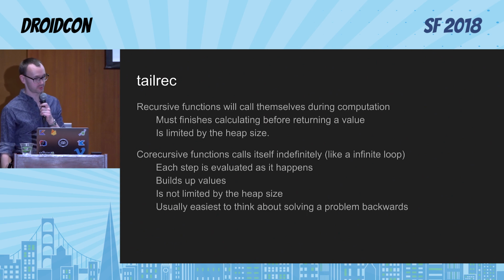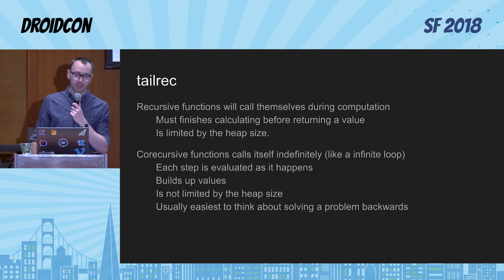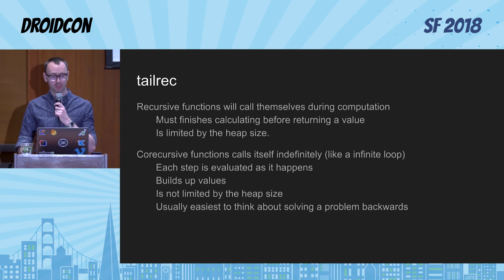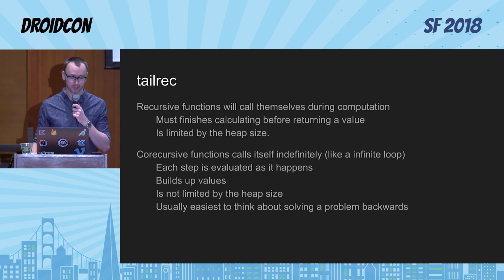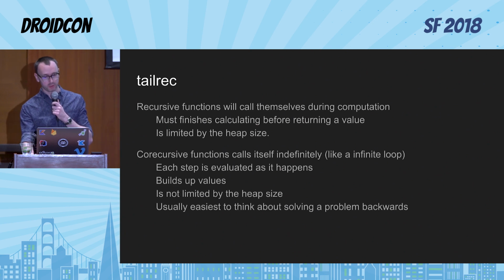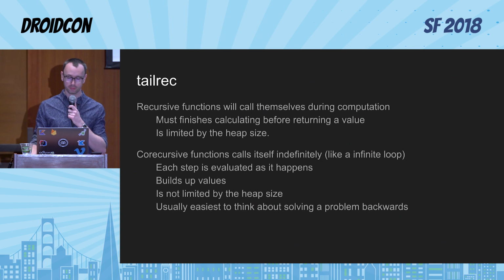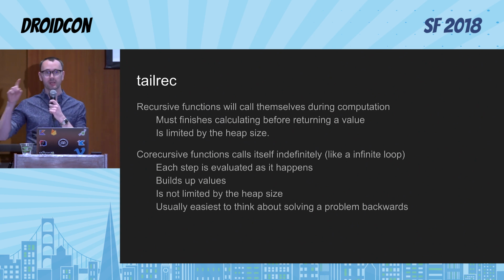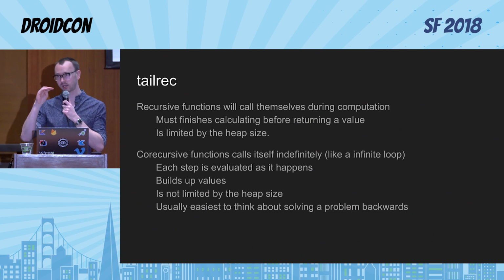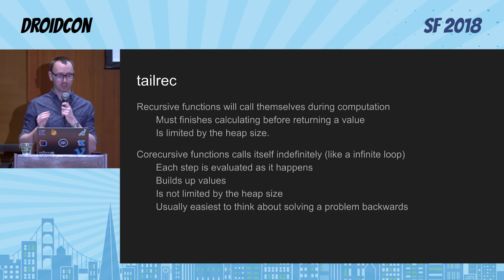Okay, so the difference between recursive and co-recursive. Recursive functions, you guys know this, call themselves repetitively. They have to finish calculating before you can return, and like I said, they're limited by the stack. Co-recursive functions are similar, but they have some extra rules to them. They call themselves indefinitely, like an infinite loop. Each step is actually evaluated at the time it happens. It itself has to build up a value that can be returned and has to have an exit clause once you can return that thing. And then these things are no longer limited by the stack size.